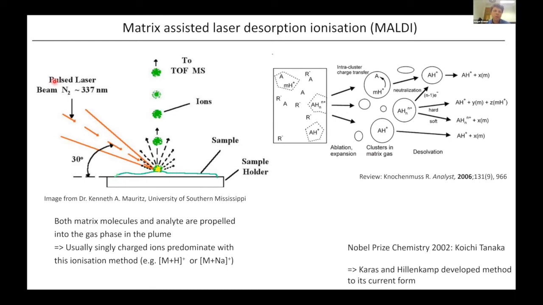Then we use a laser beam, which could be a nitrogen or solid state laser in the UV range. When we shoot the laser onto this sample spot, that leads to two things: ejection of molecules into the gas phase, and ionization. And once this ionization has been performed, we can accelerate the ions with various electrical fields.